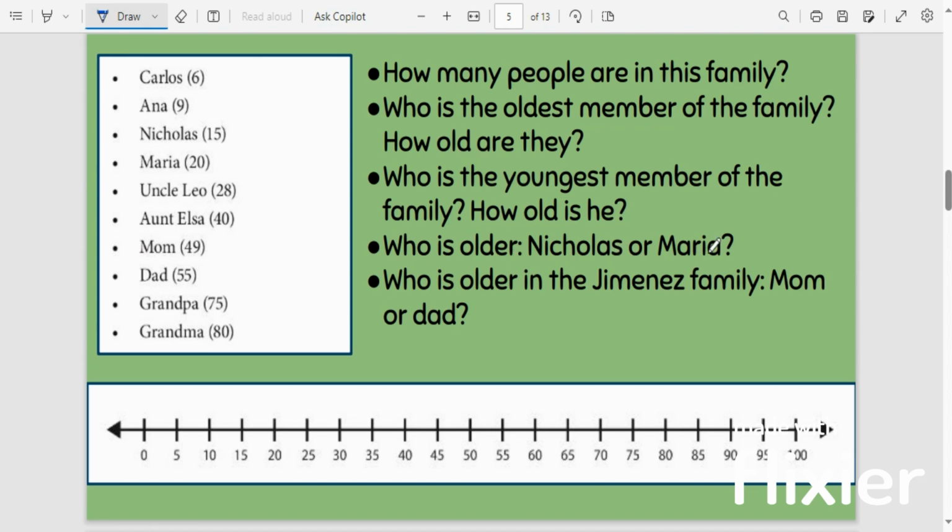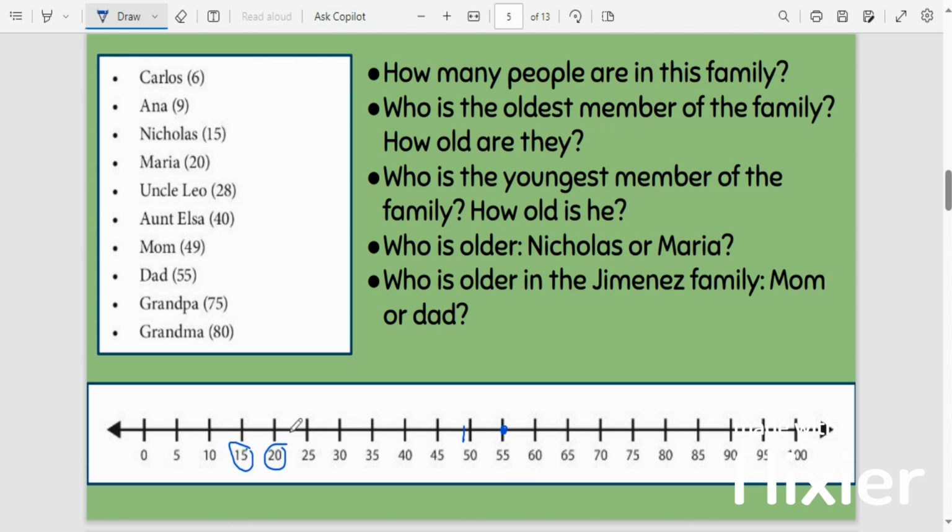Who is older, Nicholas or Maria? Well, Nicholas is 15 and Maria is 20. If I'm looking at my number line, I can notice that 15 comes before 20. So Maria must be older because she comes further down on the number line. And then who is older in the Jimenez family, mom or dad? Well, I know that mom is 49, which would come right before 50, and dad is 55. So he comes further on the number line. So dad is technically older.